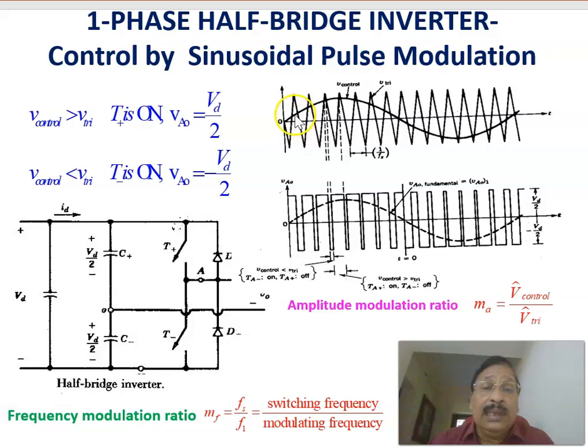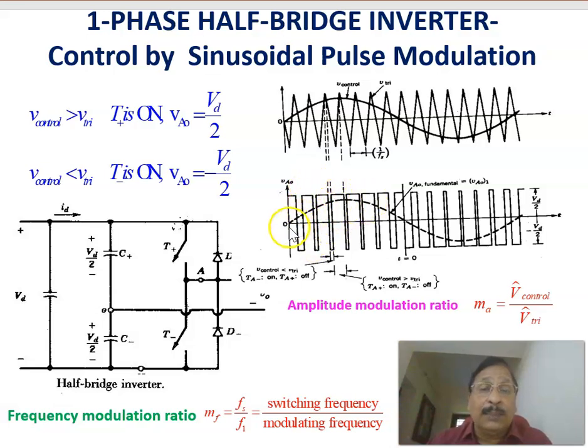Similarly, if the control voltage is less than the triangular voltage, during this period you can see that T minus is on. As T minus is on, the minus terminal comes to A, and with respect to that one, we will be getting a minus VD by 2. Therefore, during that period, you will be getting minus VD by 2. This is the control law. Based on that, if you compare the sinusoidal modulating signal, or reference signal or control signal, with the triangular carrier signal, then as per this control law we will be getting the output voltage of A with respect to 0 like this one.